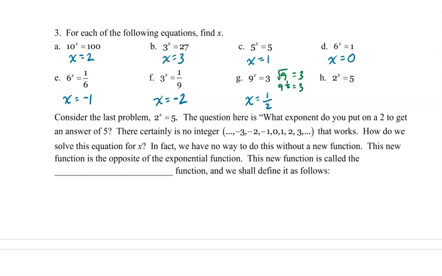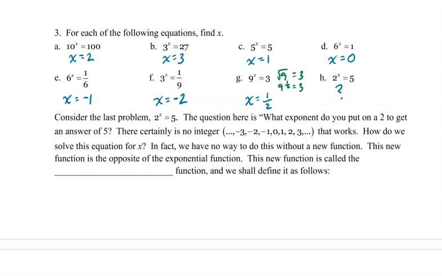All right, and then we get to h. 2 to the x equals 5. So again, for this one, if we start trying to think it through, 2 times 2 is 4. Okay, that's a little too low. 2 times 2 times 2 would be 8. That's too high. So it's not 2 squared, it's not 2 to the third, it's somewhere in between.